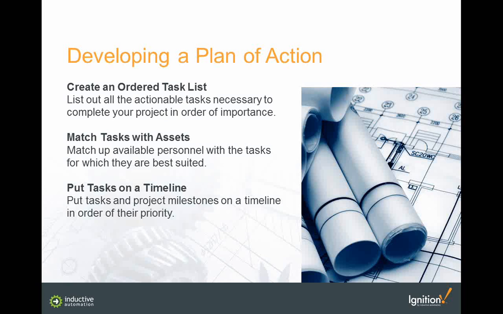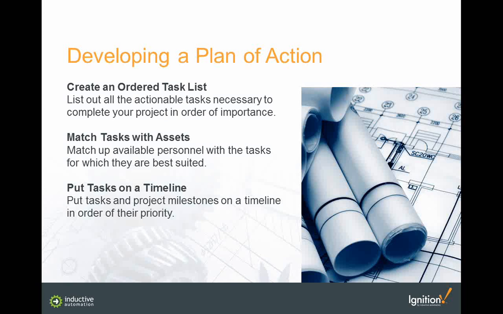So using that information, the sketches and our project architecture, we can really start developing a plan of action. The plan of action is a plan basically for getting everything done. If you don't set up project milestones and timeframes, then you won't be able to prioritize what project tasks need to be done. So first, you've got to create an ordered task list. List out all the actionable tasks necessary to complete your project in the order of importance.